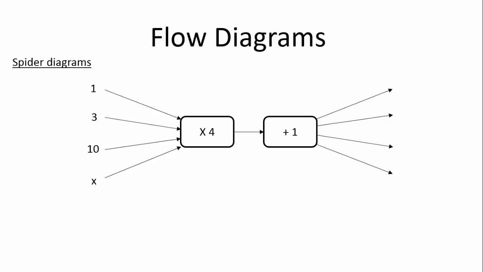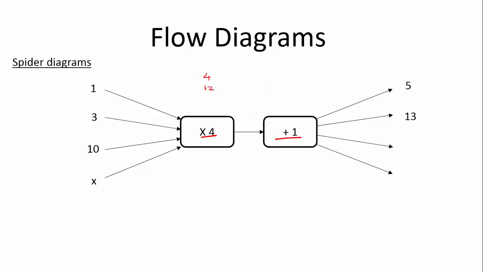Okay, let's look at another example. We started to add more things to do to our spider diagrams. For example, here we're first timesing by 4, and then adding 1. So what is 1 times 4? 4 plus 1 is equal to 5. What about 3 multiplied by 4? First we multiply by 4, that is equal to 12, plus 1 is equal to 13.